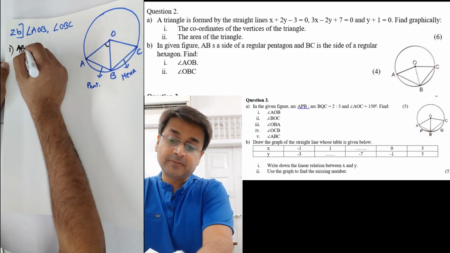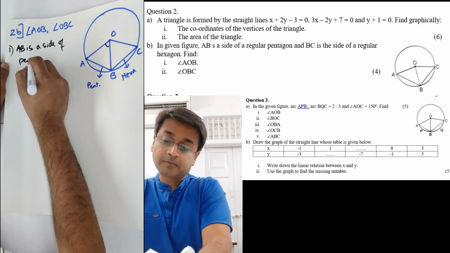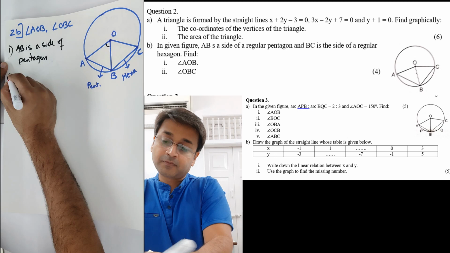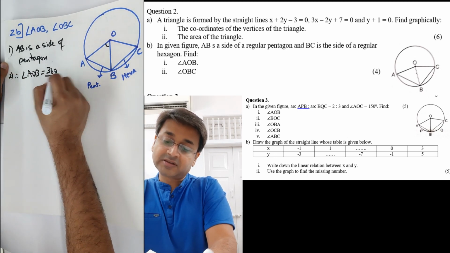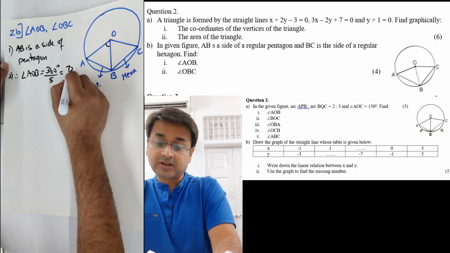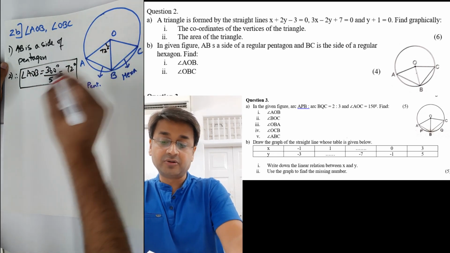We will say AB is the side of the pentagon, and therefore angle AOB will be 360 divided by 5. So that is 72 degrees. So we got the first one, 72 degrees.